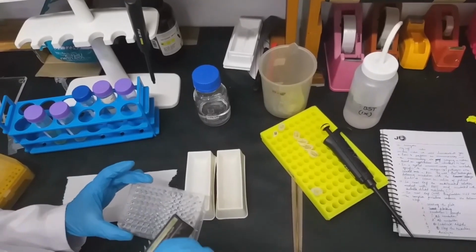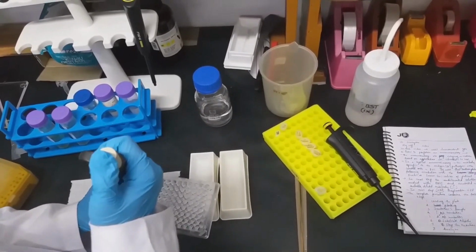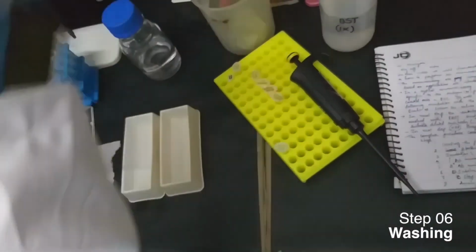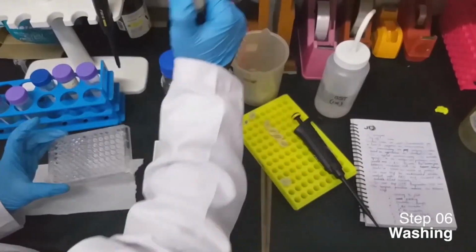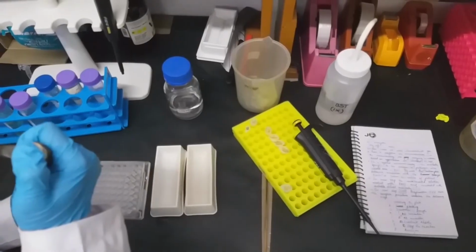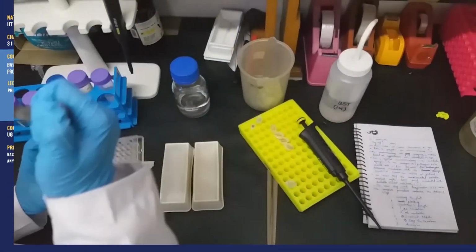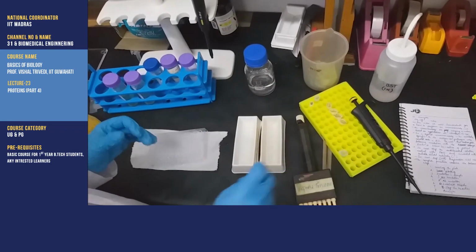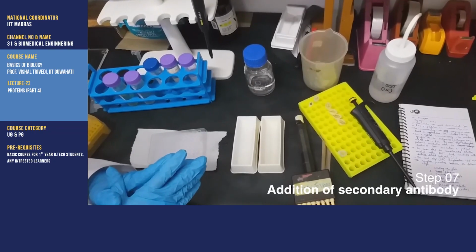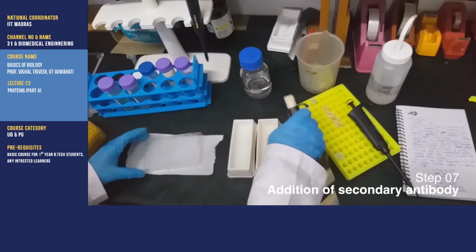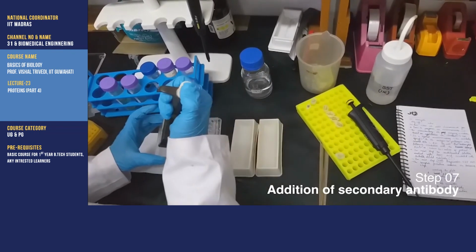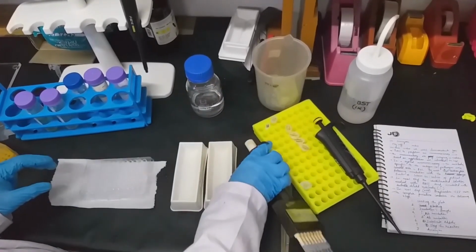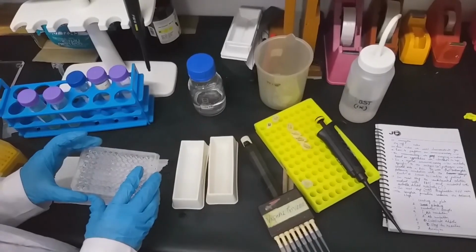Once the primary antibody incubation is over, we have to remove unbound antibody and wash with the TBST at least 3 times. So it will remove unbound primary antibody, and in the following step we will incubate with the HRP conjugated secondary antibody, and incubate it for 2 hours.